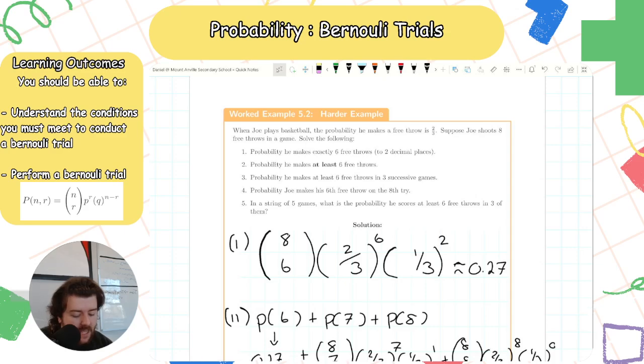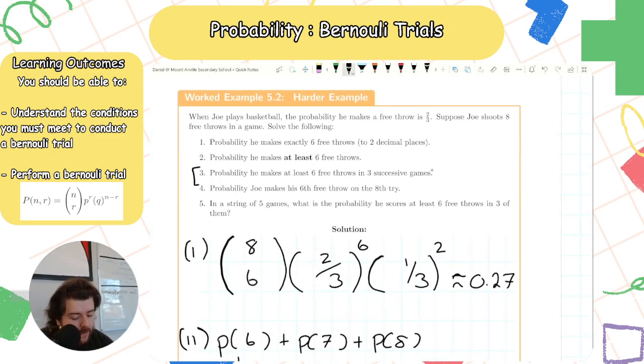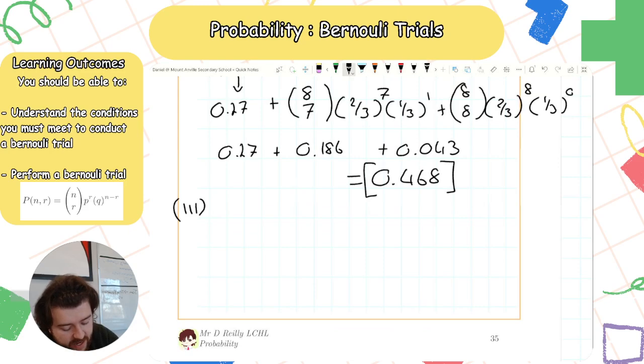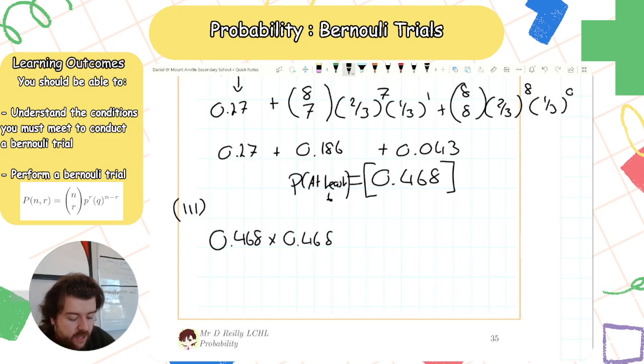The next question here is the probability he makes... This one's a tricky one. The probability now he makes at least 6 free throws in 3 successive games. So he plays 3 games in a row. What's the probability he makes at least 6 free throws in those 3 games? Well, the probability he scores at least 6 is 0.468. We want that now to happen for 3 games. So he gets at least 6 in the first game, and at least 6 in the second game, and at least 6 in the third game. So we're going to be multiplying probabilities together. And that will be equal to 0.1.